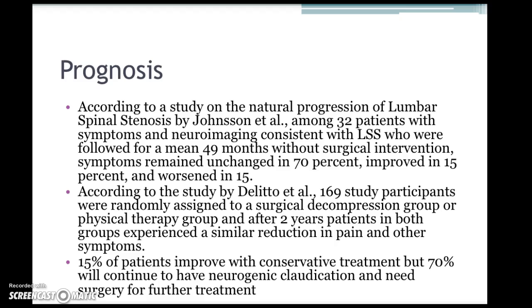According to the study by DeLitto et al., 169 participants were randomly assigned to a surgical decompression group or physical therapy group, and after 2 years, patients in both groups experienced a similar reduction in pain and other symptoms. Also, 15% of patients improve with conservative treatment. However, 70% will continue to have neurogenic claudication and will need surgery for further treatment.